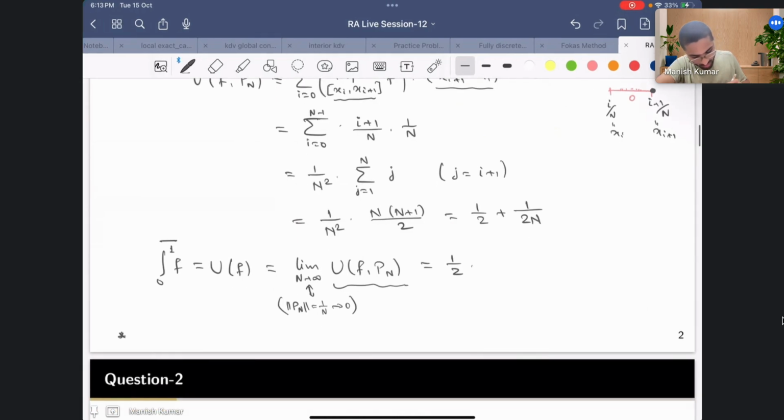So what you can conclude is that U of f, which is equal to half, is not equal to 0, which is L of f, and this tells you that f is not Riemann integrable.